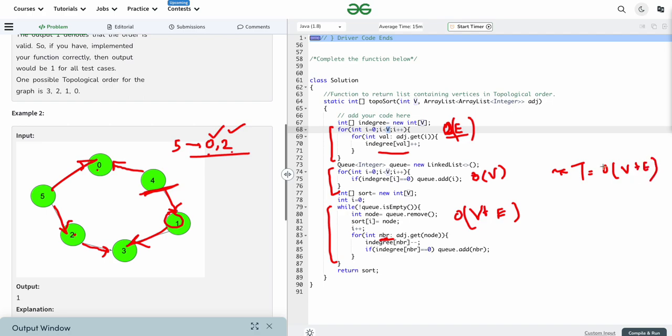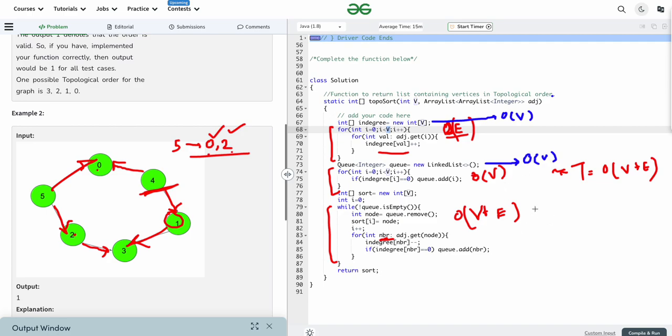Fine. Let's talk about the space complexity. Let's talk about this queue. In the worst case, what can happen? None of the nodes are actually related to each other and all of them will get added to this queue individually. That means in the worst case, the space for this queue can go up to O of V.